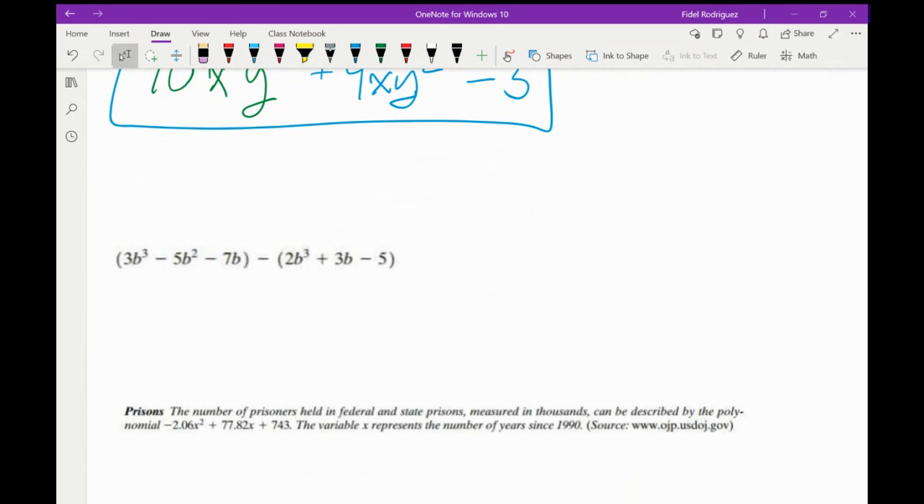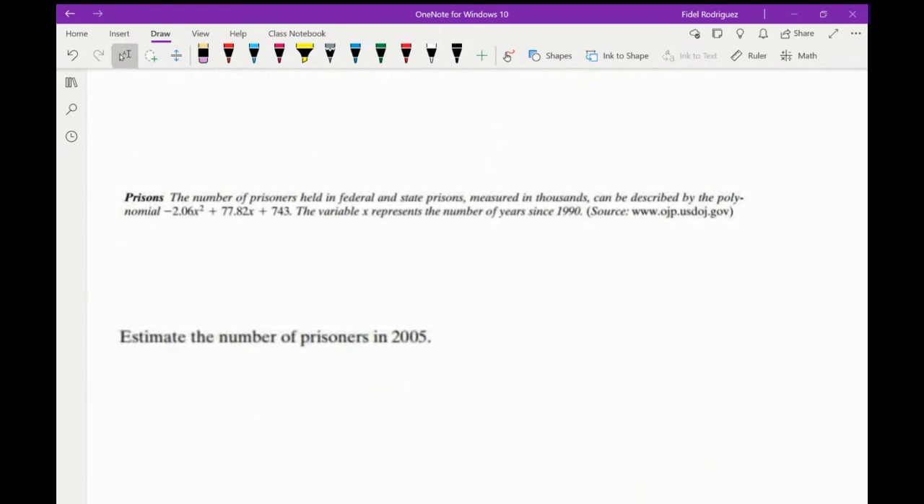All right. And so I'll tell you what, guys, I'm going to hold off on this one here because I want to make sure that I get to the next one. Because this problem here is more of a word problem, and sometimes these can be a little tricky. So it says, prisons. The number of prisoners held in federal and state prisons measured in thousands can be described by the polynomial. And it gives me this expression right here.